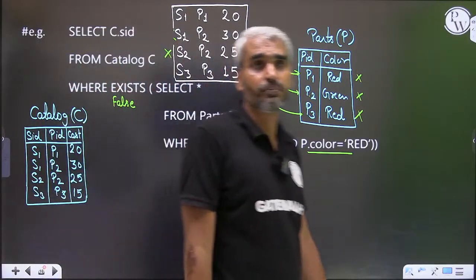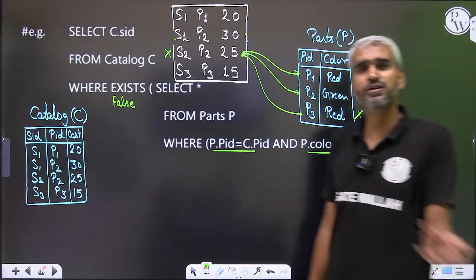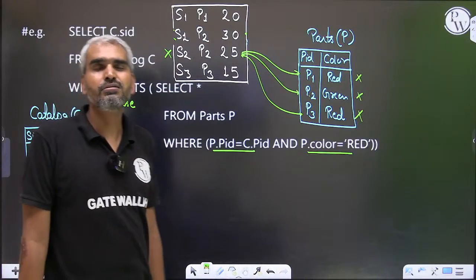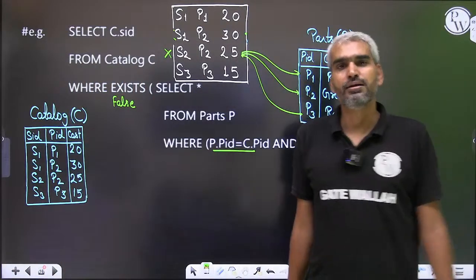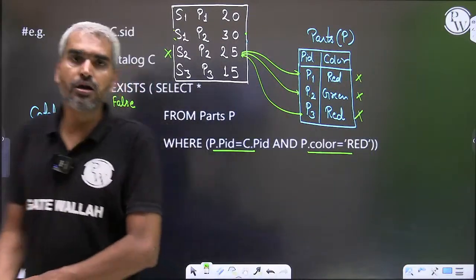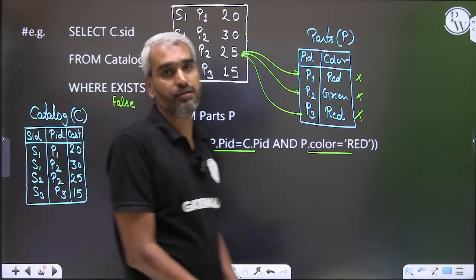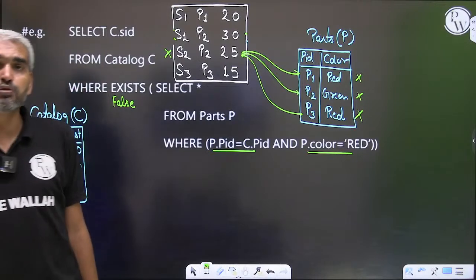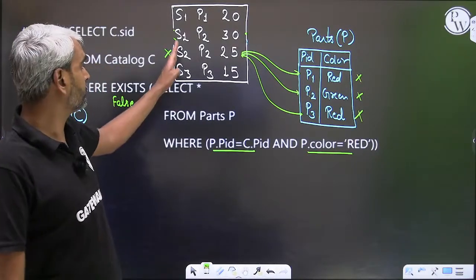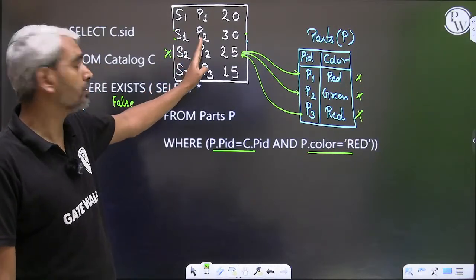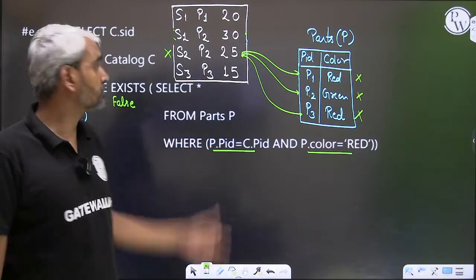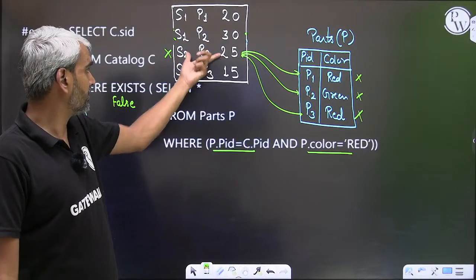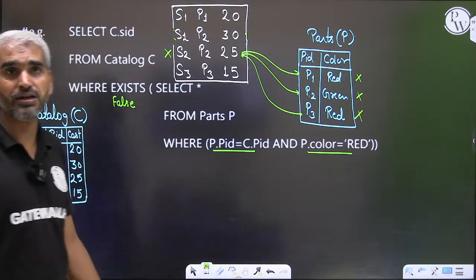What is the definition of tuple? A tuple is a collection of different fields. Different fields are nothing but the attributes. In the relational model, each record of the table is called a tuple. A tuple is a collection of different attribute values. So here the different attribute values are values of SID, values of PID and values of cost. These three together form one tuple. This is one tuple, this is another tuple, this is another tuple. Each record is a tuple, Ashwini.